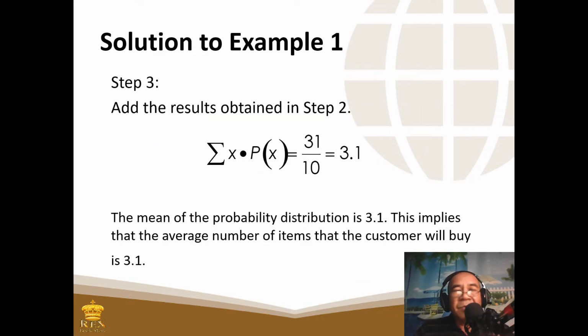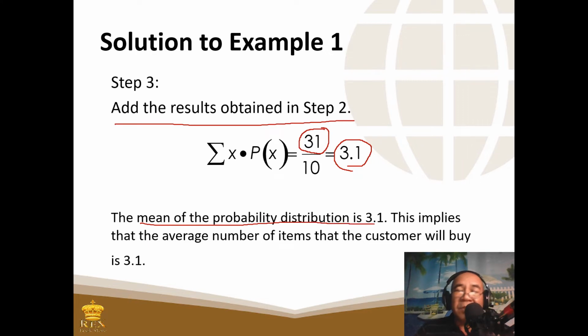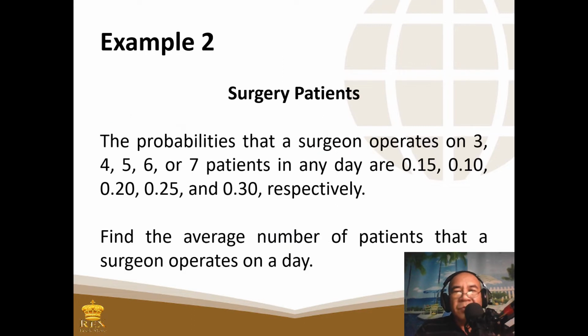Step number 3, you are going to add the results obtained in step number 2. When you add those results, it is 31 over 10. When you divide, it is equivalent to 3.1. So the mean of the probability distribution is 3.1. This implies that the average number of items that the customer will buy is 3.1. So that's the mean of our probability distribution.